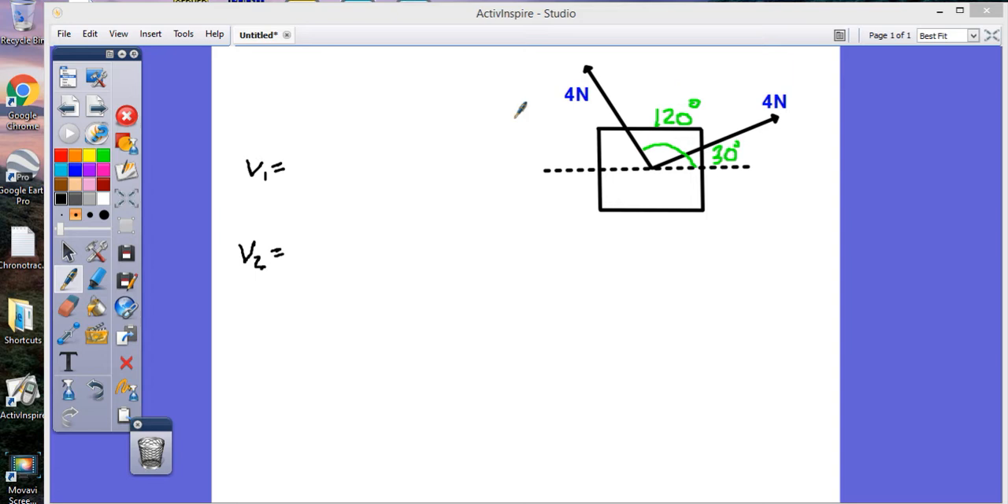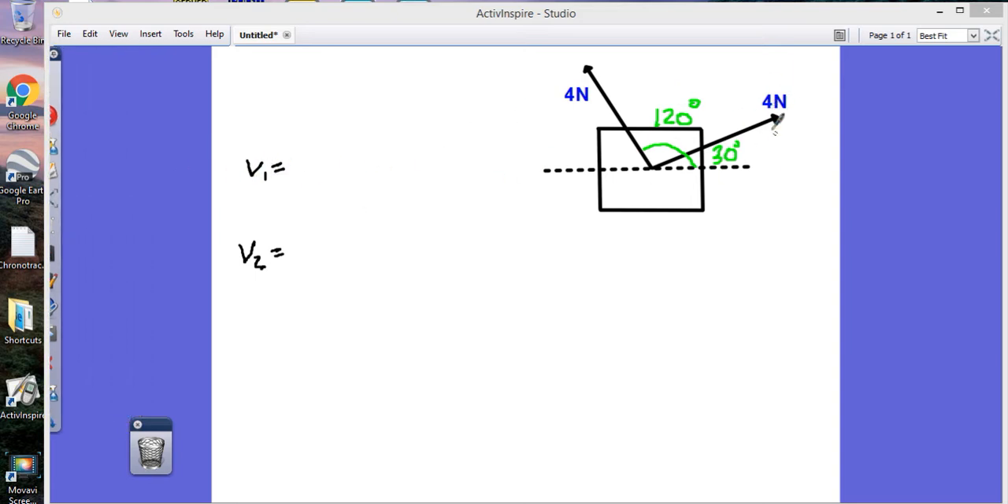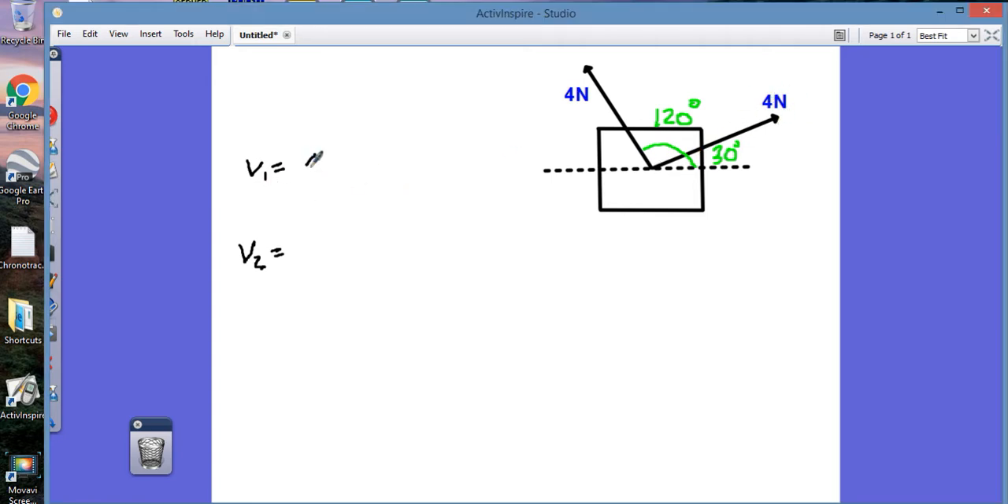Okay, so to set up this total problem, let's figure out the vector for this first force. So what you do is you take the magnitude of the force, and you're going to do cosine of the angle, which is 30, and sine of the angle. Apologize, I'm not writing with a mouse, which is not too easy for me.